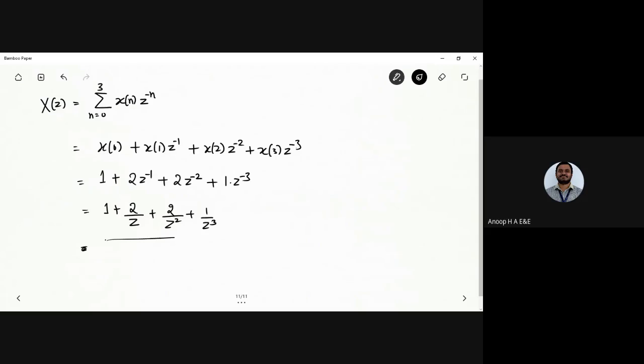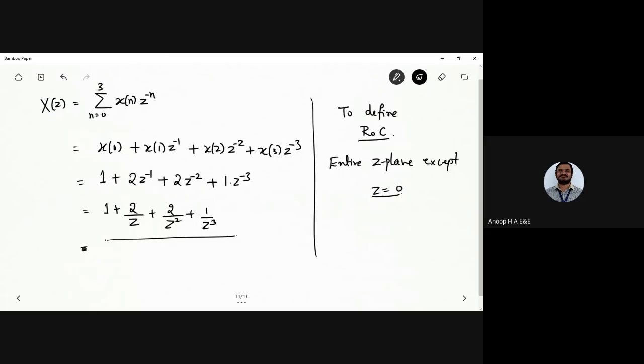So you can have the values of z, where it converges. I need to define the ROC now. To define the ROC, as I already told you in the definition of the right-handed sequence, it is the entire z plane, except at z equals 0. So this is how I define it for the right-handed sequence.